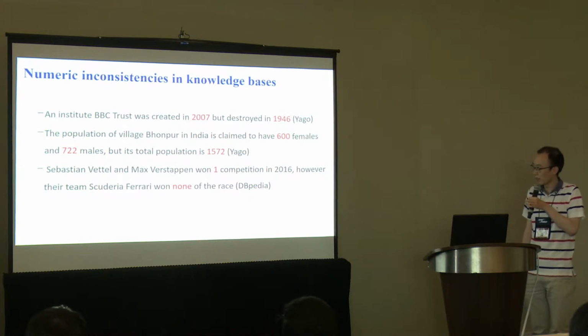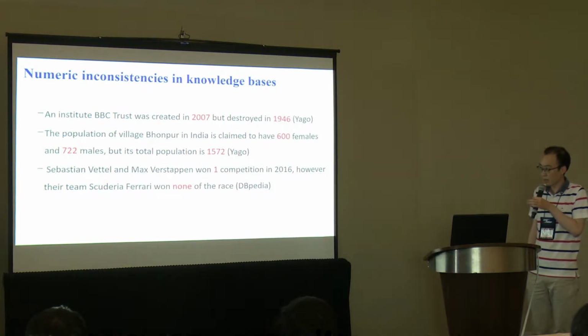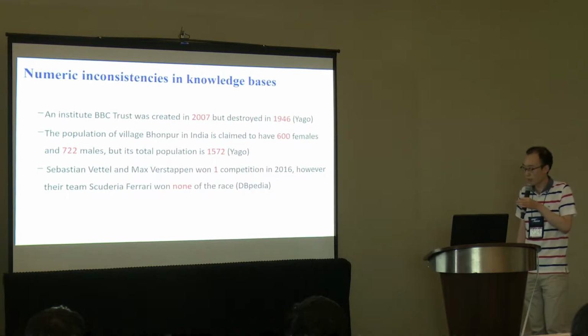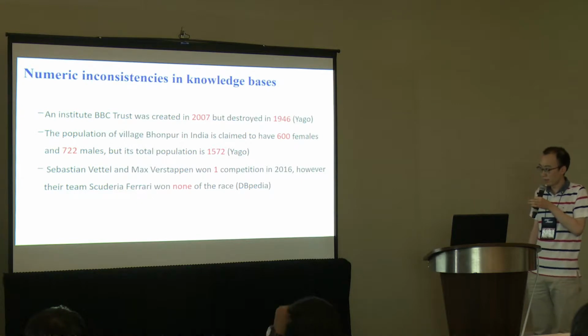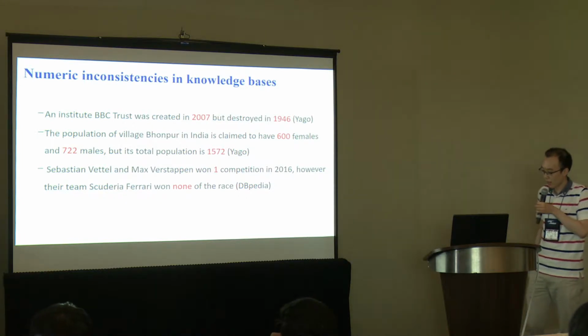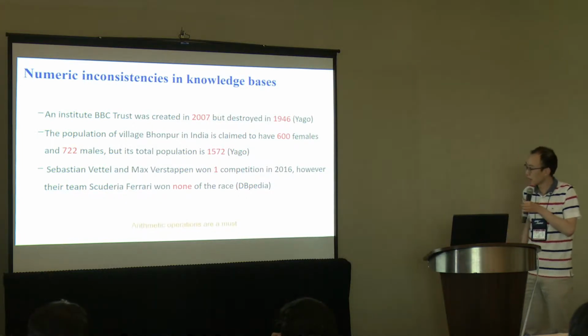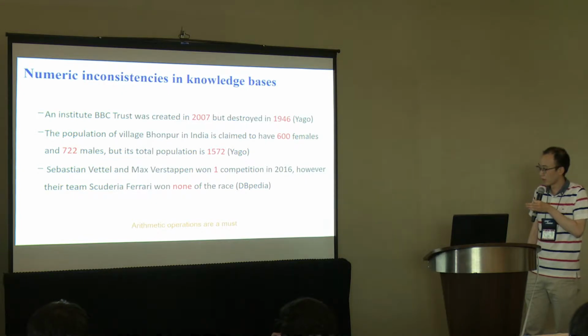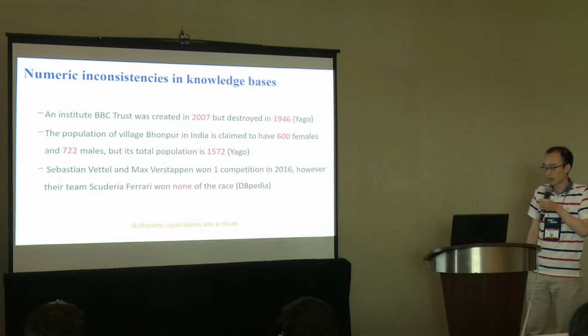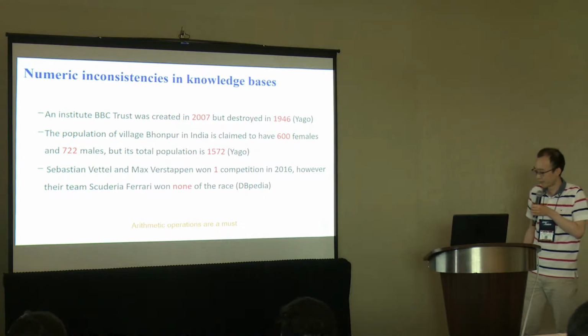The next one concerns Formula 1 racing. In DBpedia, Sebastian Vettel and Max Verstappen won 1 race in total in the season of 2016. However, they're representing a constructor team. Ferrari didn't win any in the same year. We can see that the arithmetic operations on numeric values are necessary in detecting the errors on this page.